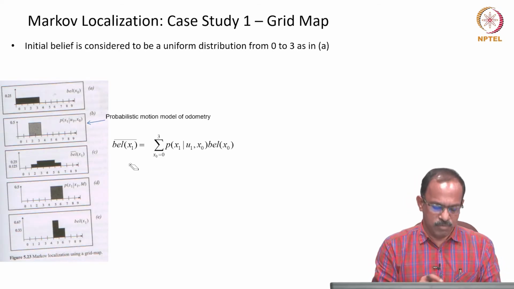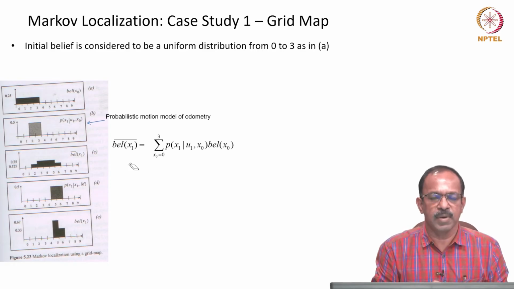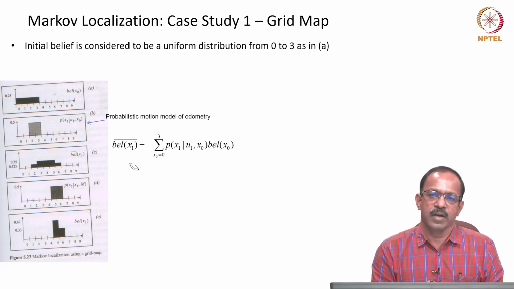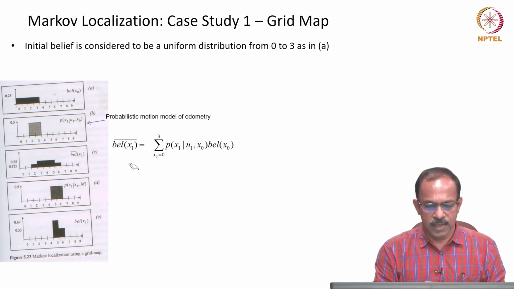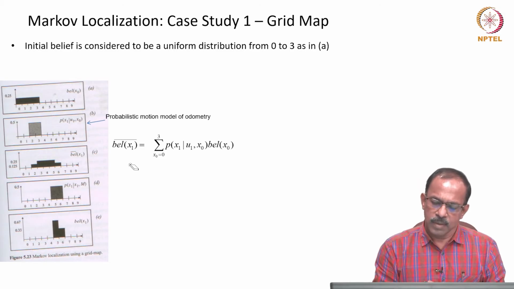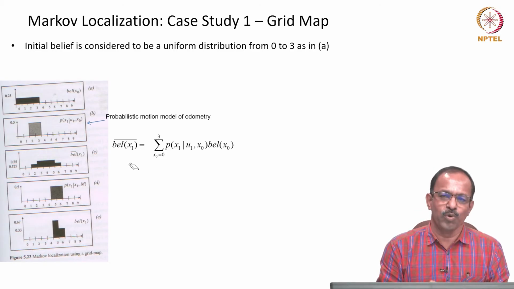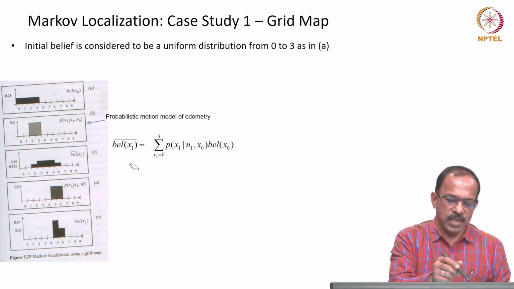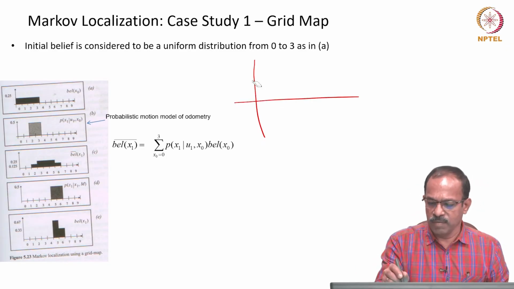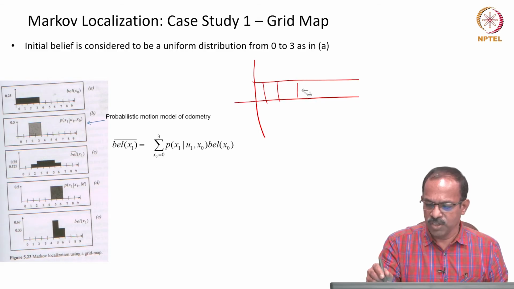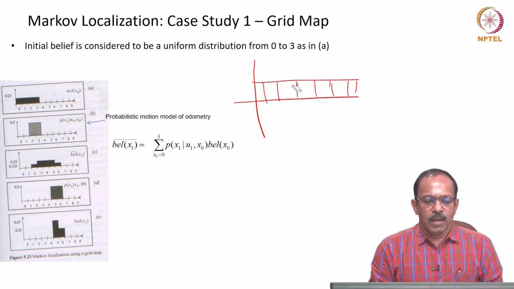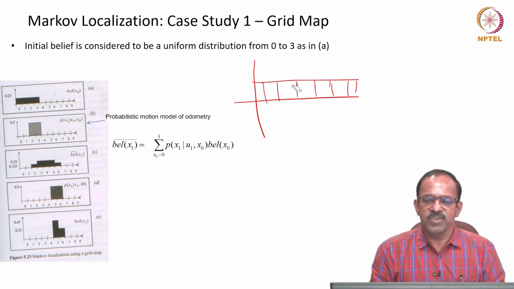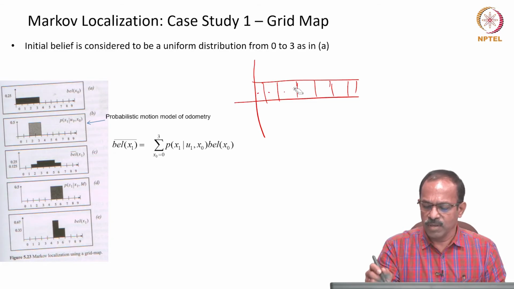I will take a simple example before we close this session. I will take an example and explain how we can actually use the Markov localization for a practical case. I will take a very simple case where the robot is moving in a one-dimensional grid. So assume that this is the grid where the robot is moving, and I have divided this into multiple cells. Initially the robot could be anywhere here. So these are the 4 initial states.